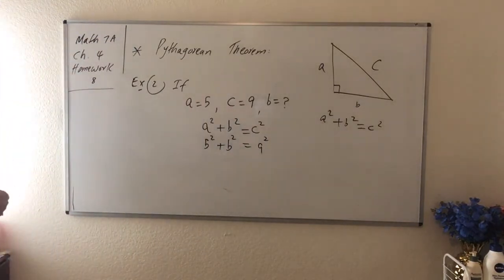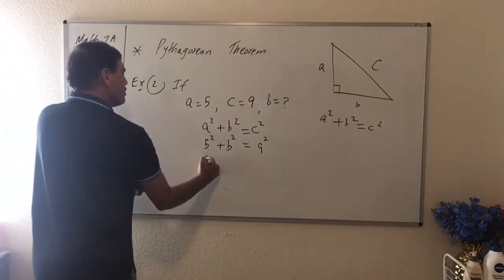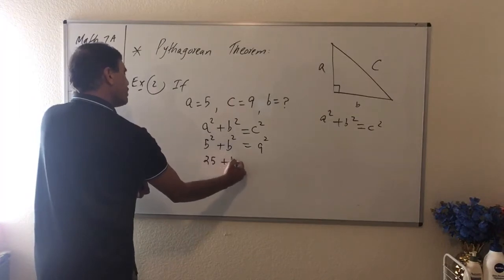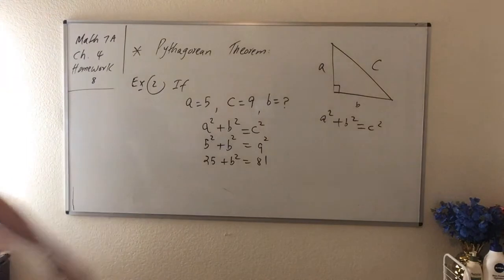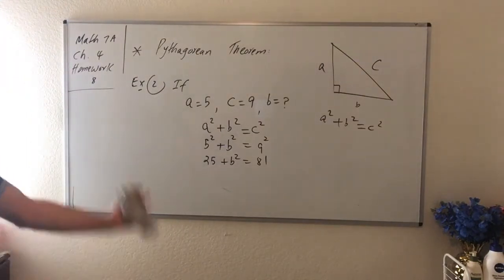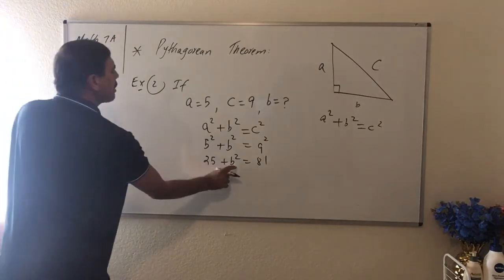Okay, that's the first step. So now 5 squared is 25 plus b squared equals 81. Now we must isolate b squared. So the same rule, move and divide. Or in this case, we're going to move. Make sure you do not lose the square.